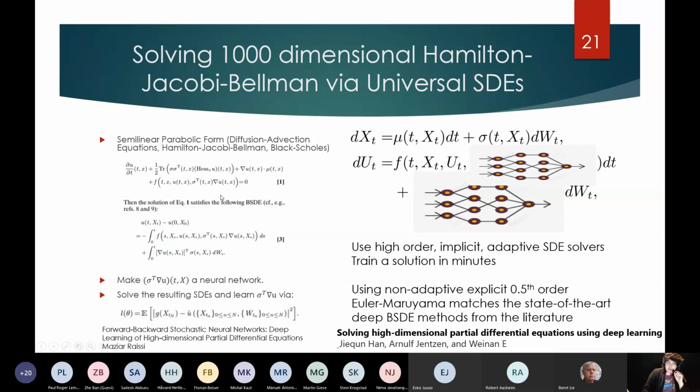And what you can do is analytically transform this parabolic partial differential equation into a backwards stochastic differential equation.